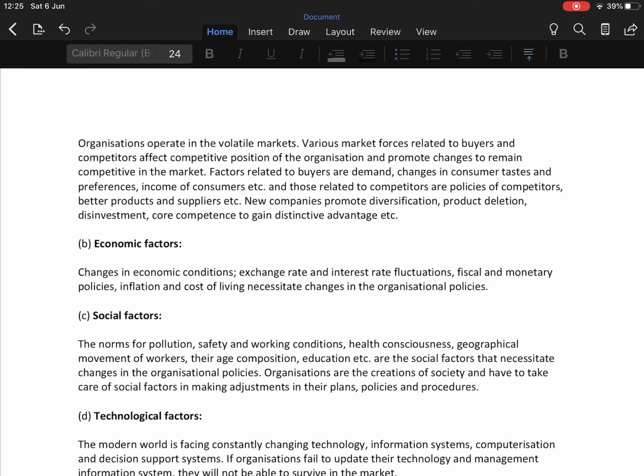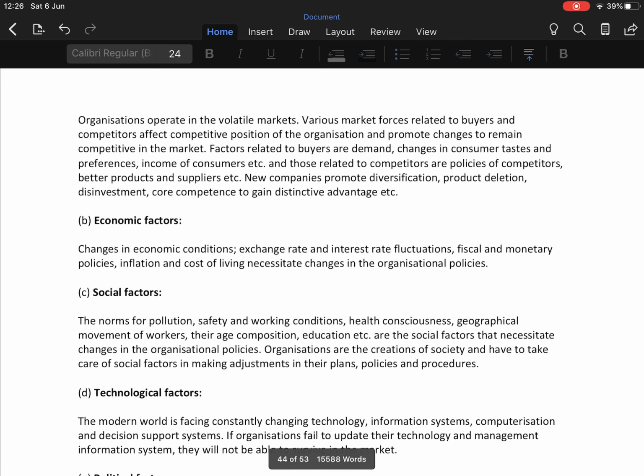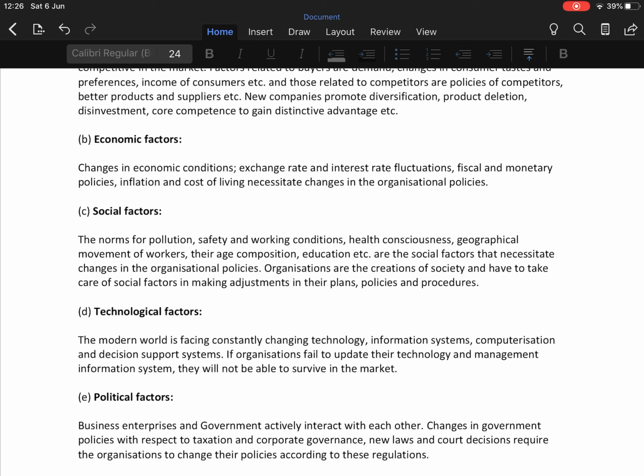The second external factor is economic factors. Changes in economic conditions, exchange rate, interest rate fluctuation, fiscal and monetary policies, inflation, and cost of living necessitate changes in the organizational policies. Then come social factors. The norms for pollution, safety, working condition, health consciousness, geographical movement of workers, their age composition, education, etc. are the social factors that necessitate changes in the organizational policies.